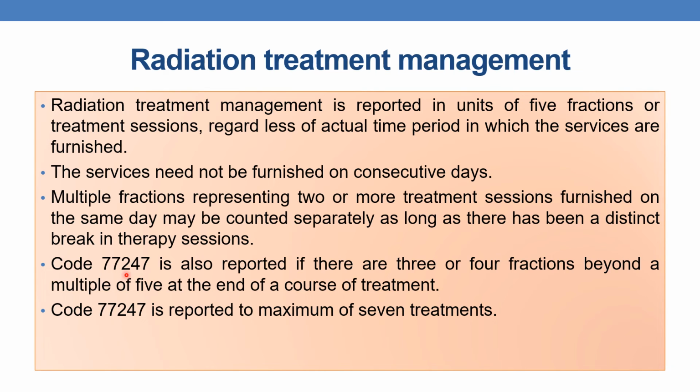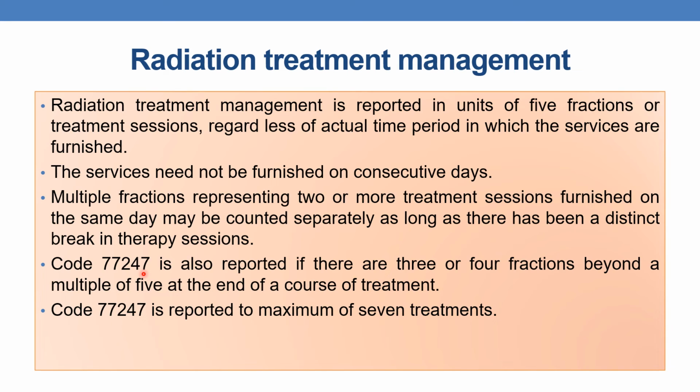Now coming to the code 77247. It is reported if there are 3 or 4 fractions beyond a multiple of 5 at the end of course of treatment. So in simple terms, for every 5 units or treatment sessions, 1 CPT is reported. 77247 is reported for every 5 units.